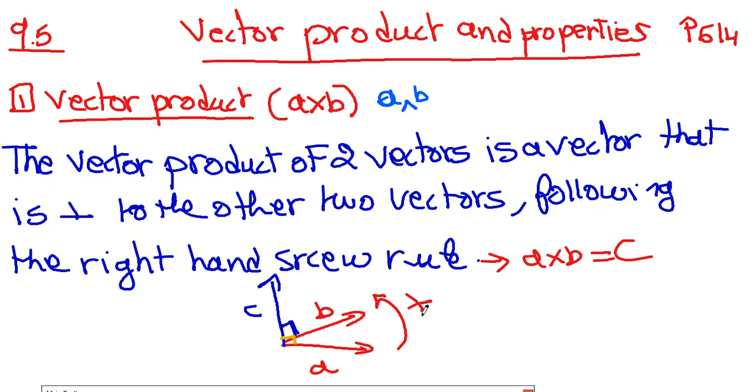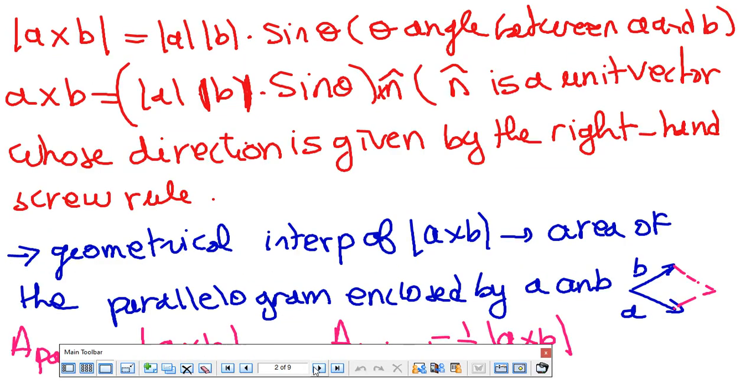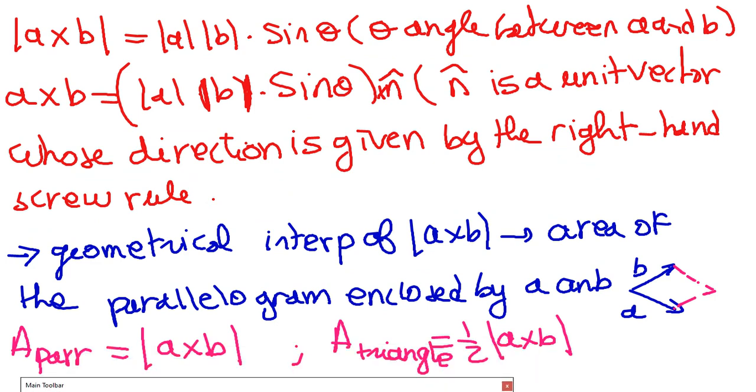So if I say A × B is equal to C, and this is vector A and this is vector B, I'm going all the time counterclockwise. So the vector C will be perpendicular to the two vectors A and B, and in the positive direction.